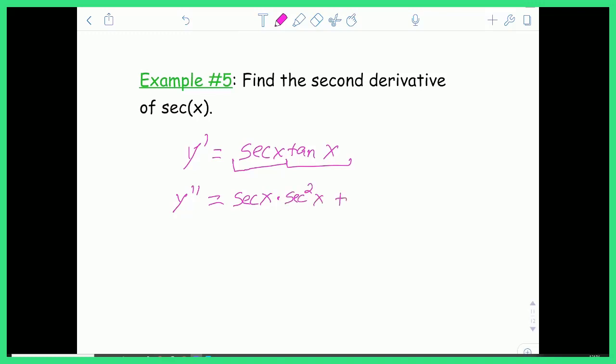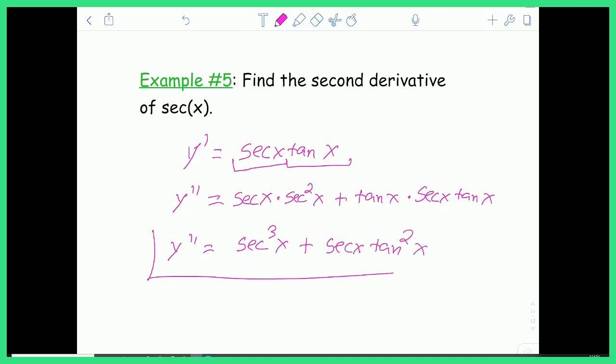And then I'm going to add the second function, which is tan x, and I'm going to multiply by the derivative of the first function. The derivative of secant x is secant x tan x. Okay? So I could clean up my second derivative by saying it's equal to secant cubed x plus secant x tan squared x. So the moral of the story here is your other 4 trig functions, excluding sine and cosine, those derivatives don't repeat each other. Sine and cosine are the only ones that tend to repeat each other. If you have to find multiple derivatives of the other trig functions, you've got a bit of work to do.